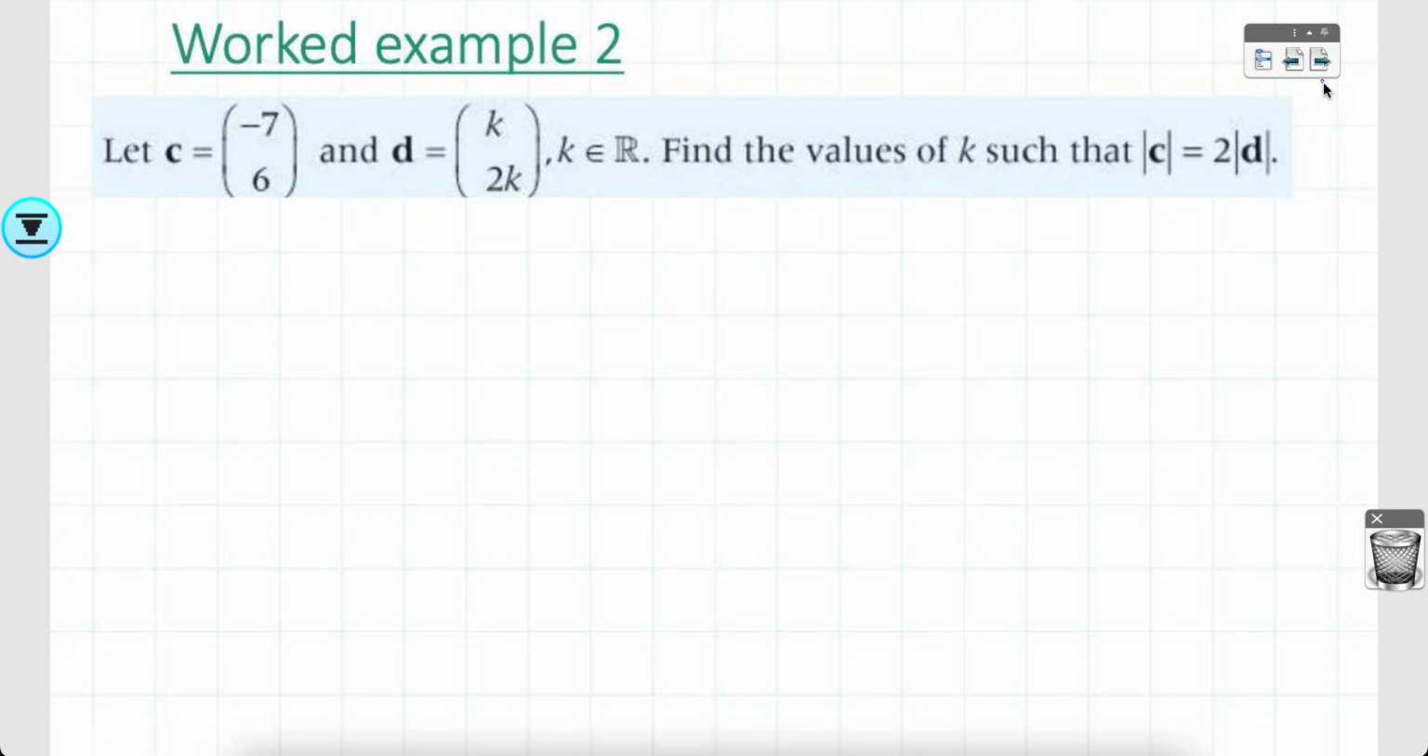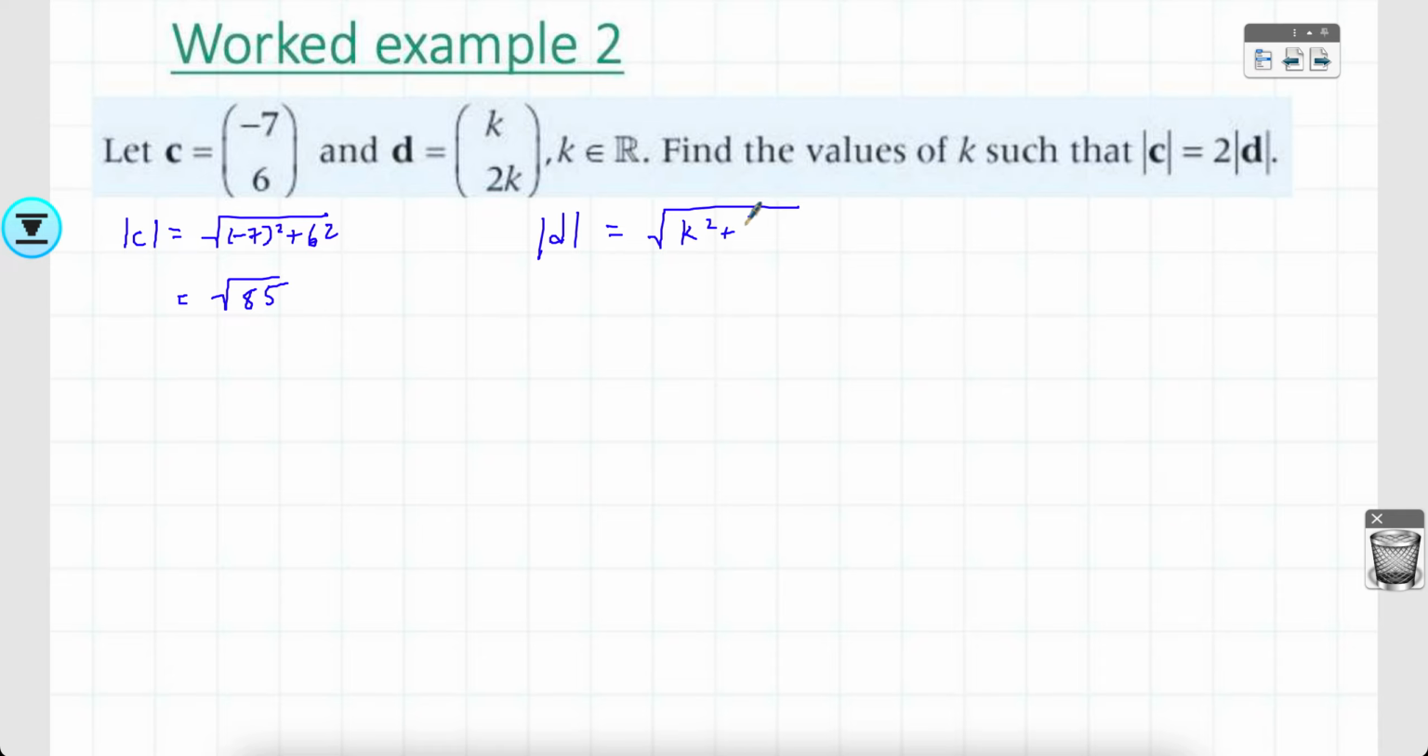So for this, slightly different. I have a vector C and a vector D, and I need a value for k such that the magnitude of vector C is double the magnitude of vector D. So we start setting it up. I know vector C is going to be negative 7 squared plus 6 squared. So that's going to give me root 85. And then for D, we can do the same thing.